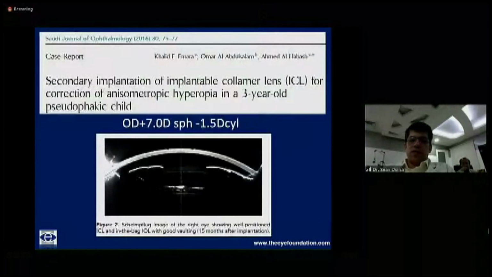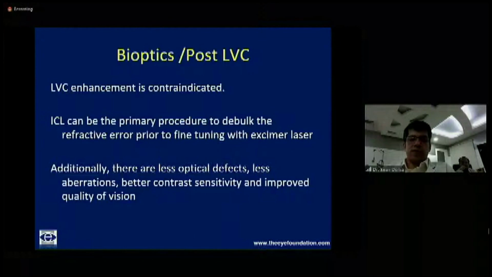This is a case of a young 3-year-old patient, in whom, in spite of the cataract surgery being done, there was a very large residual refractive error of +7 diopter sphere and -1.5 cylinder, where a toric ICL was implanted as a piggyback with a good positioning and vault post-surgery.